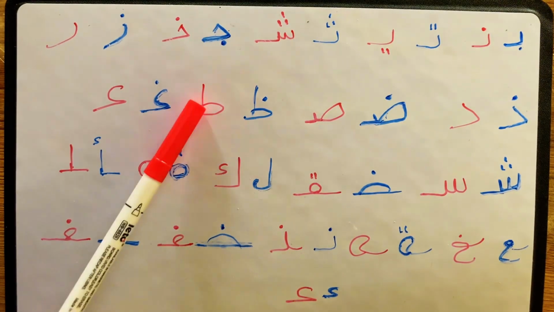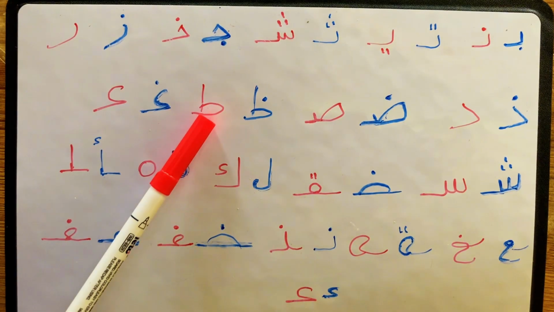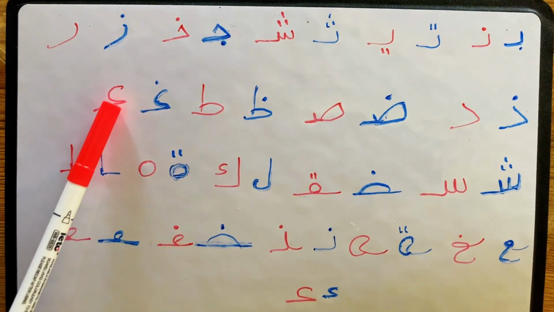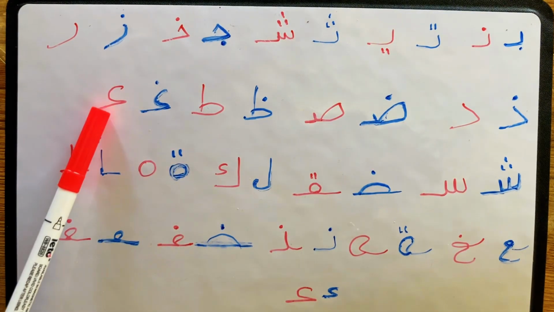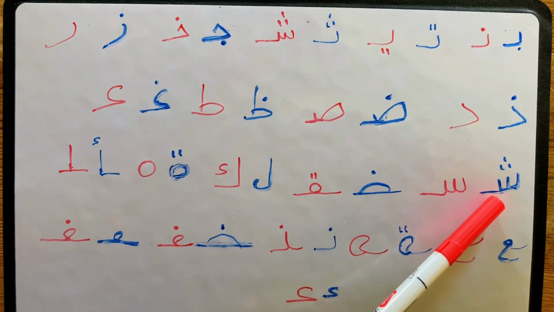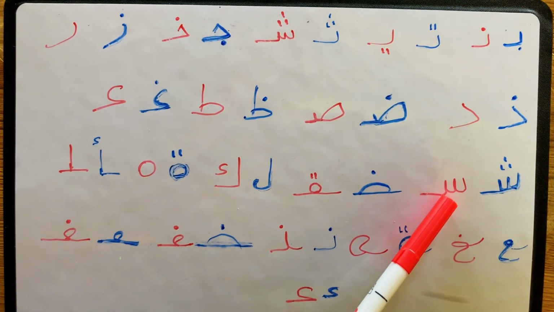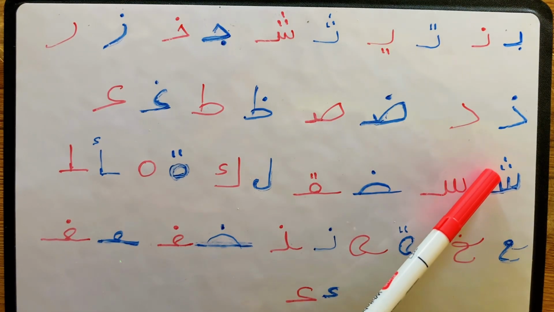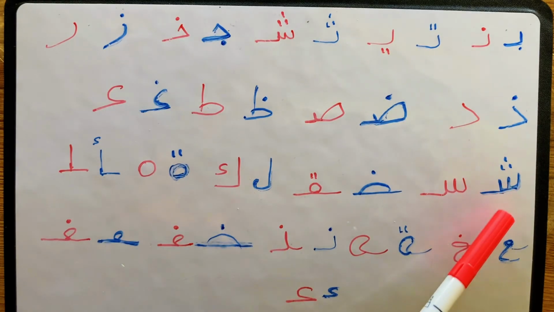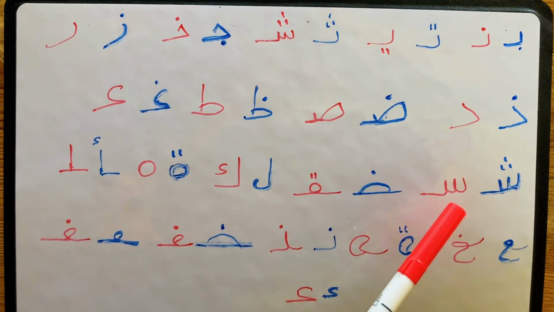Dha'un, Ta'un. Dha'un has one dot. Ta'un has no dots. Ghainun, Ainun. Ghainun has one dot. Ainun has no dots. Shinun, Sinun. You can see the similarity, but what differentiates them is the dots. Shinun has three dots, 1 2 3, at the top.